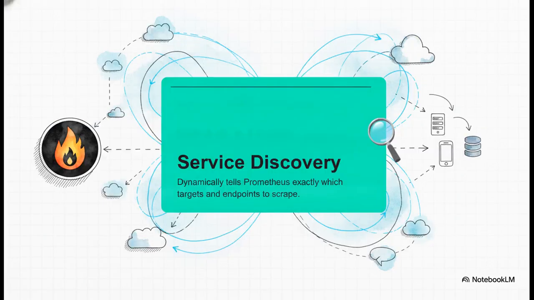The answer to that headache is a brilliant concept called service discovery. Instead of relying on static configuration targets, where some poor human has to hard code every single IP address, which, let's be real, is impossible in a dynamic cloud, service discovery acts as a smart routing system. It dynamically communicates with the cluster to tell Prometheus exactly which specific targets and application endpoints currently exist and need to be scraped. It completely automates the entire targeting process for you.